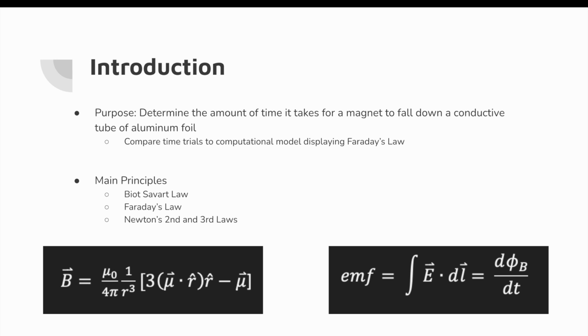And so to compare the amount of time, we're going to take time trials in an experiment and relate that to a computational model in GlowScript, which uses formulas such as Faraday's law, the Biot-Savart law, and Newton's laws, which are some of our main principles, in order to find the precise amount of time it will take to fall down a specified length of tube. And on the bottom of the page, we see multiple of the equations that we'll be using.